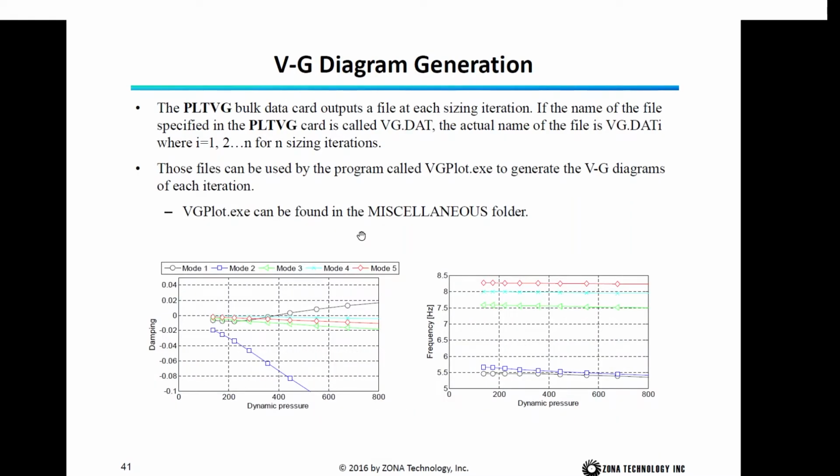And also, you can generate the VG diagram using the PLOTVG card. In the PLOTVG card, you can specify a file name to store the VG and VF diagrams. However, the actual name is VG.i, where i is the iteration index during the optimization. And this file can be used by the program called vgplot.exe to generate the VG and the VF diagram. The vgplot.exe can be found in the miscellaneous folder.